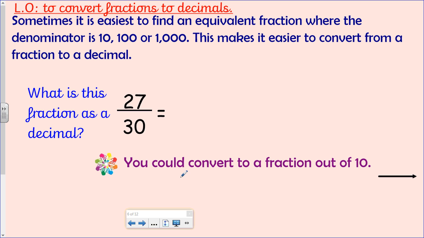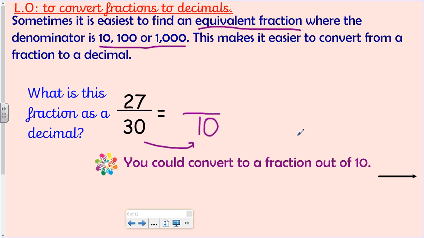So it says, what is this fraction as a decimal again? And again, we're thinking about changing the denominator to make an equivalent fraction, so a fraction that is exactly the same amount. And with your supporting hands, you could convert to a fraction out of 10 again. So pause the video, see if you can work out 27/30 as an equivalent fraction. And then once you've done that, see if you can work out the decimal amount.